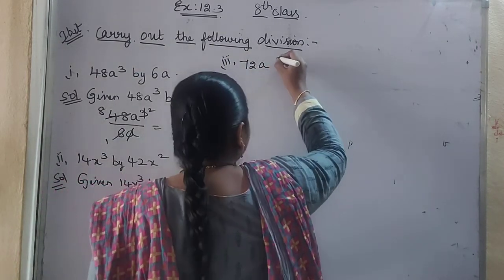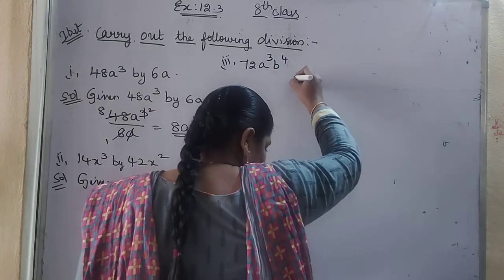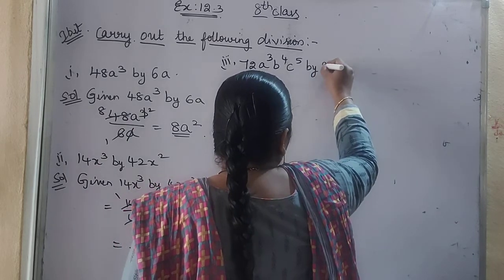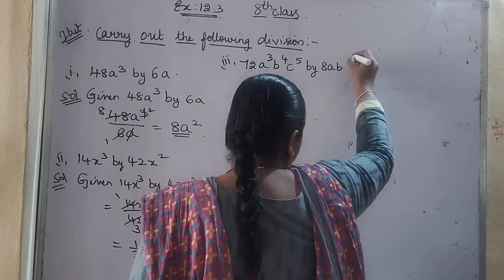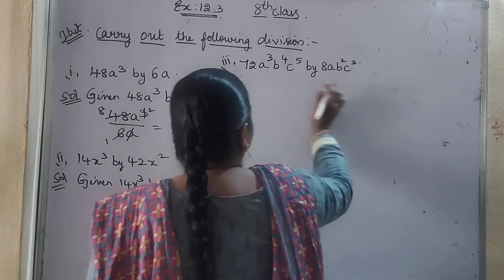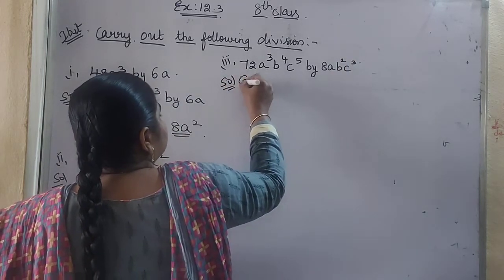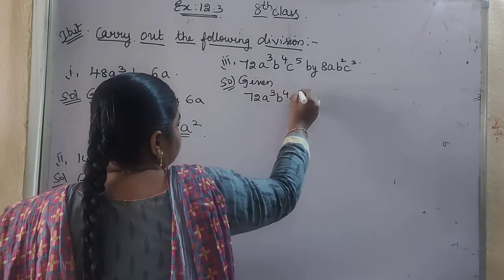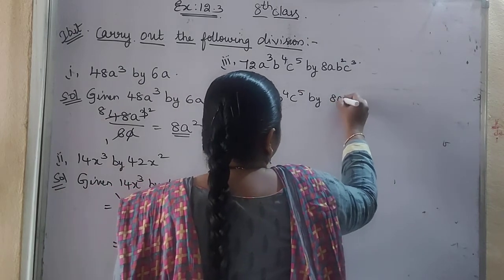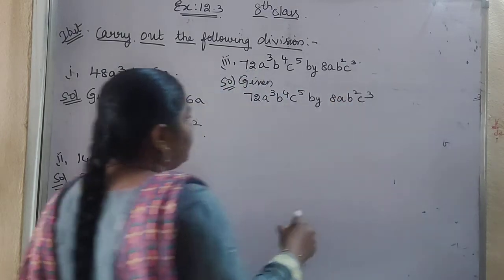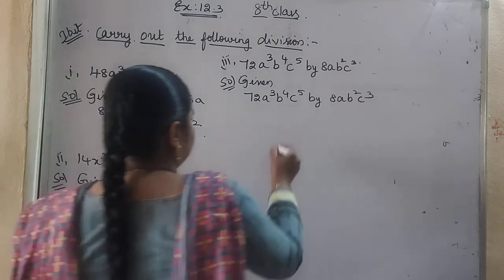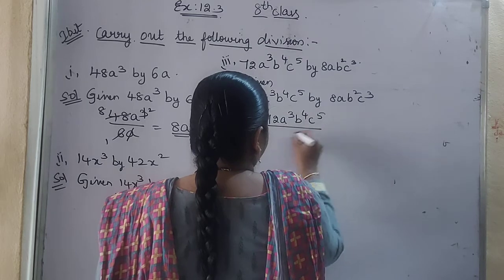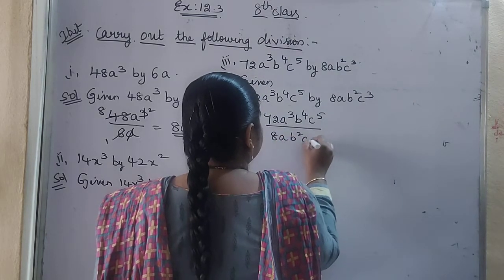72 a cube b power 4 c power 5 by 8a b square c cube. So given 72 a cube b power 4 c power 5 by 8a b square c cube, we have to divide the terms now. So 72 a cube b power 4 c power 5 divided by 8a b square c cube.